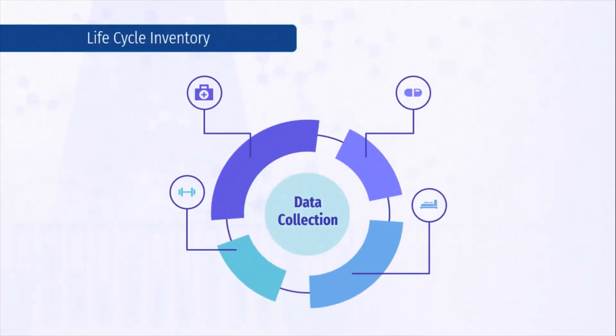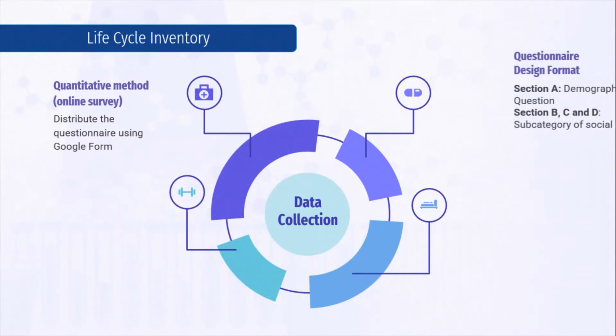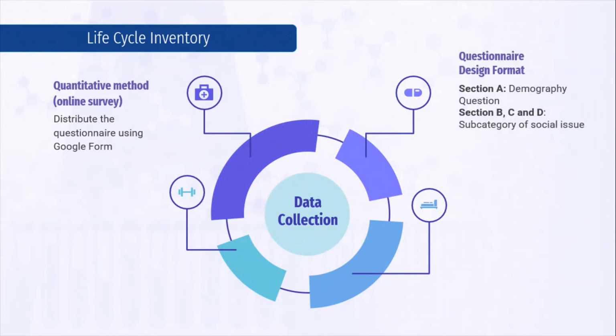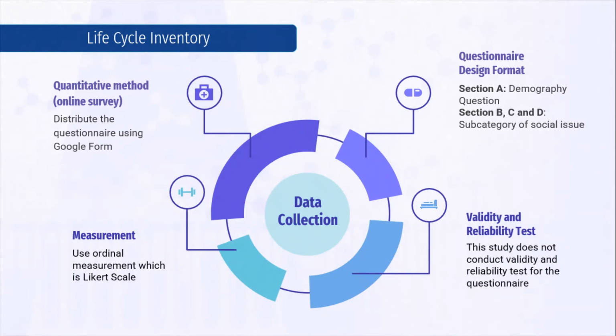Next, for the life cycle inventory, for the data collection, this study only conducted a quantitative method, which is only using an online survey. The data collection is done by distributing the questionnaire using Google Form. For the questionnaire design format, this questionnaire consists of 4 sections, which is the section A regarding the demography questions, section B, C and D regarding the subcategory of the social issue. For the measurement, we have used the ordinal measurement, which is the Likert scale for section B, C and D. Lastly, for validity and reliability test, however, this study does not conduct any of these tests for the questionnaire.